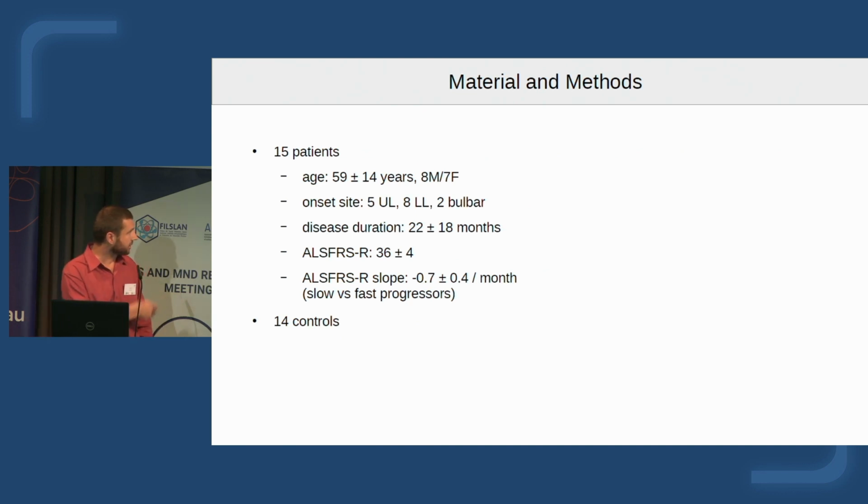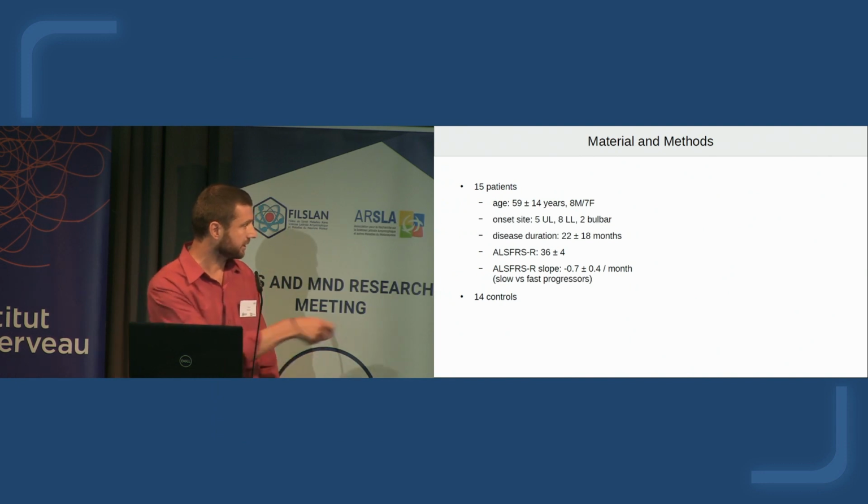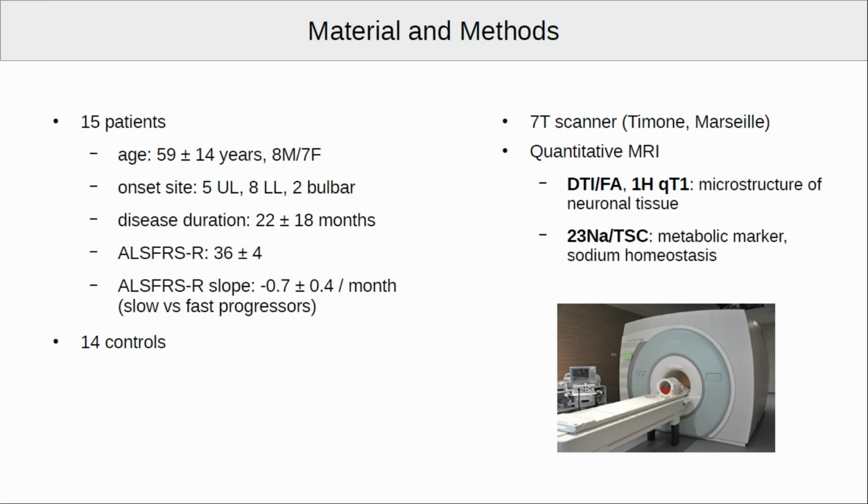Our cohort is made of 15 patients, and we've got heterogeneity in the onset site, in the disease duration, in the ALS-FRS revised scores, and in the progression for these patients. We separated the patients between slow and fast progression just by the median of this progression slope. We also have 14 controls. The data were acquired in Marseille on a 7T scanner.